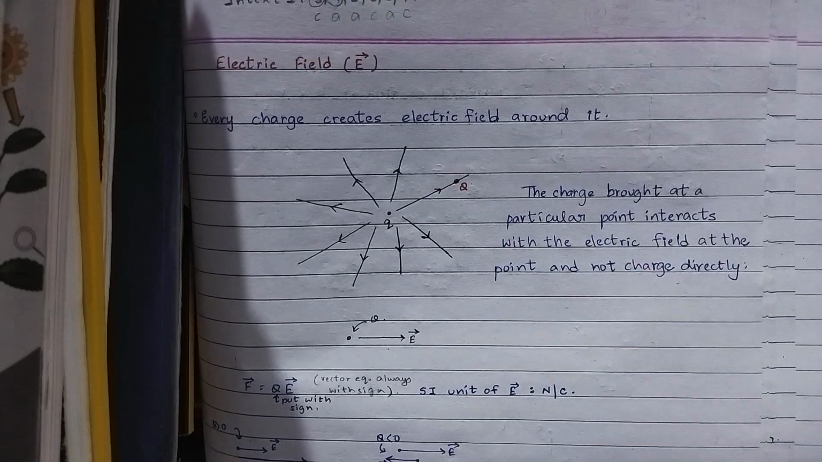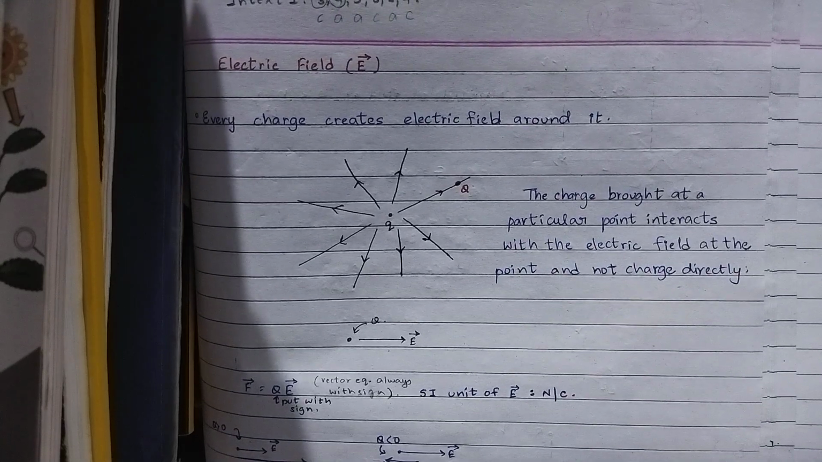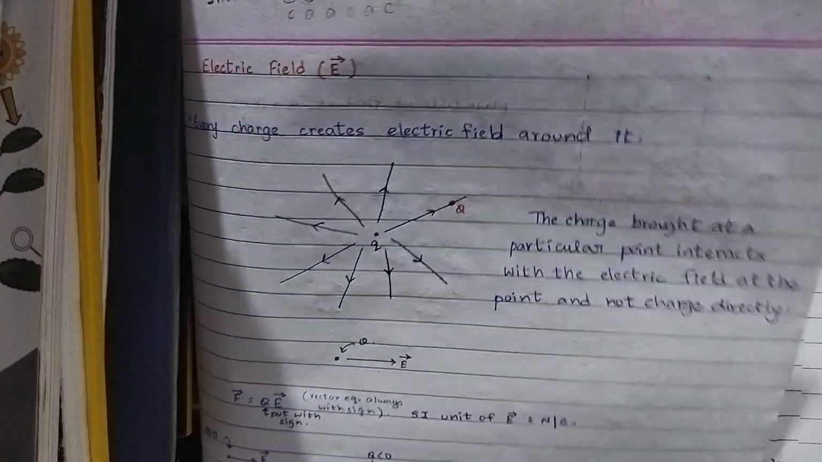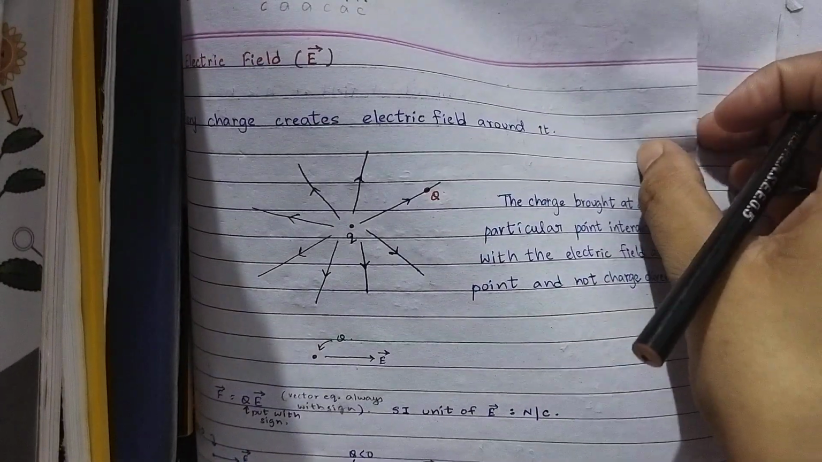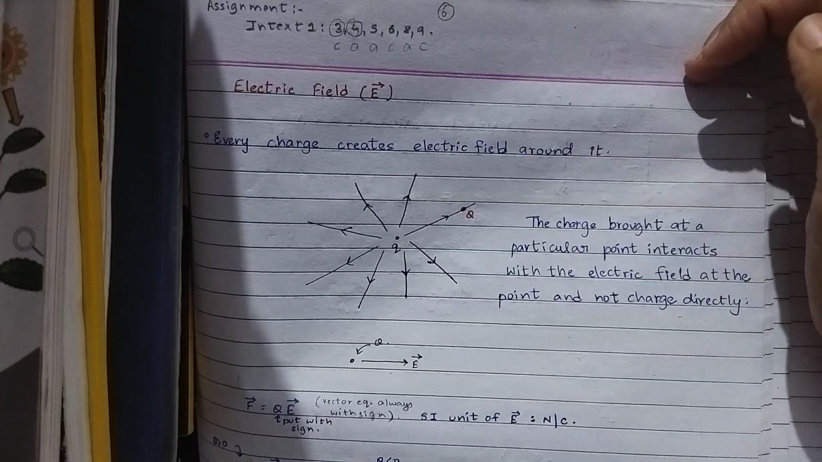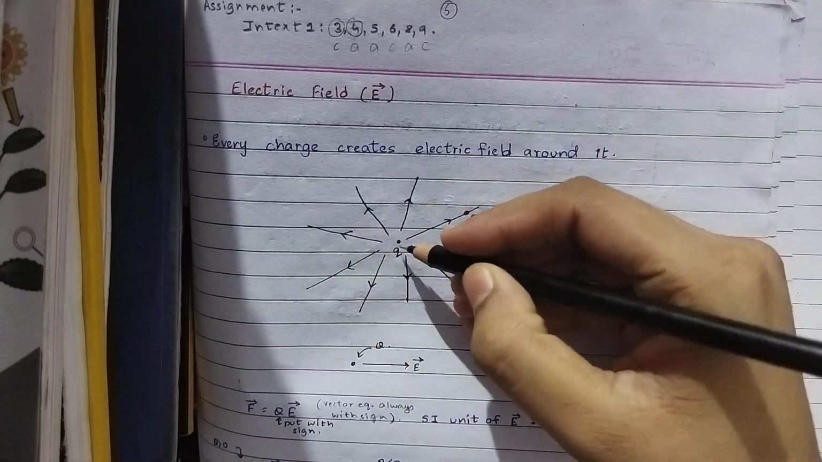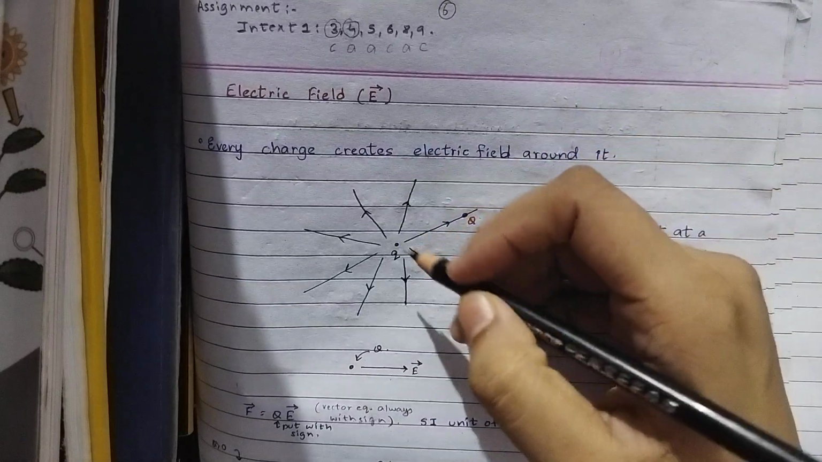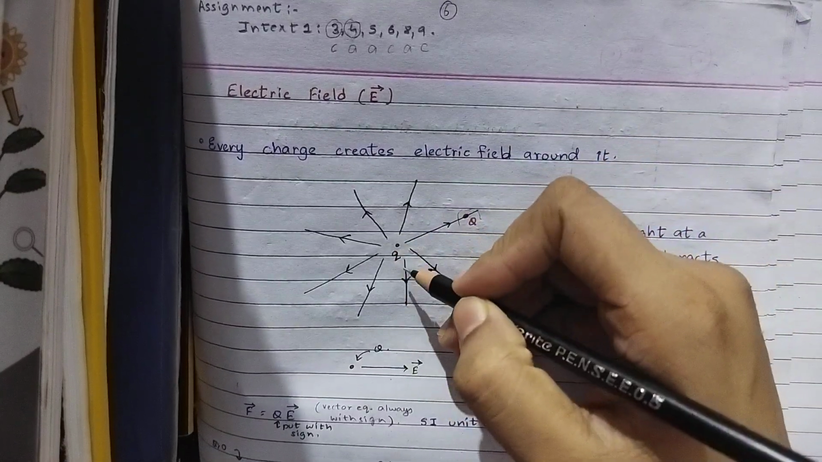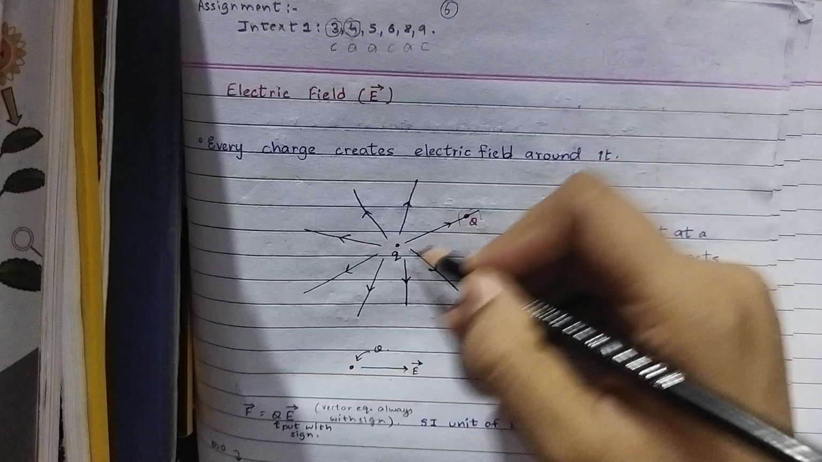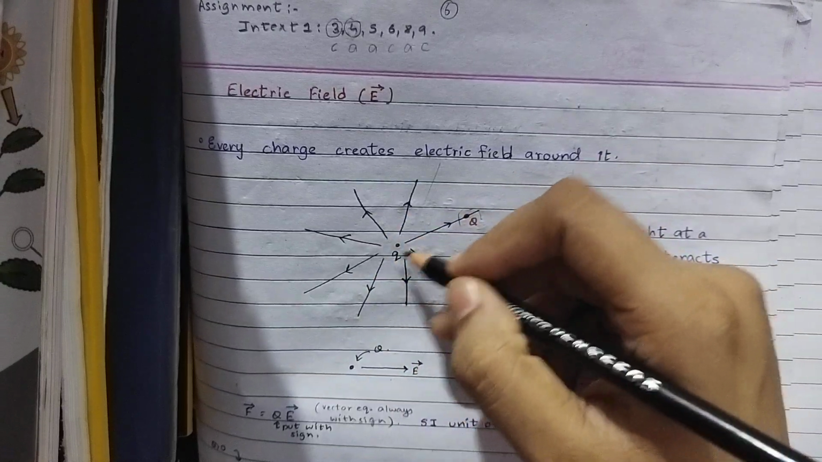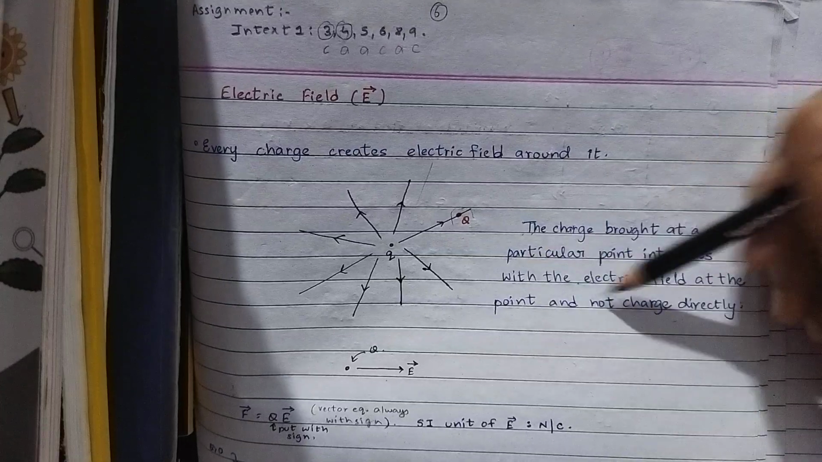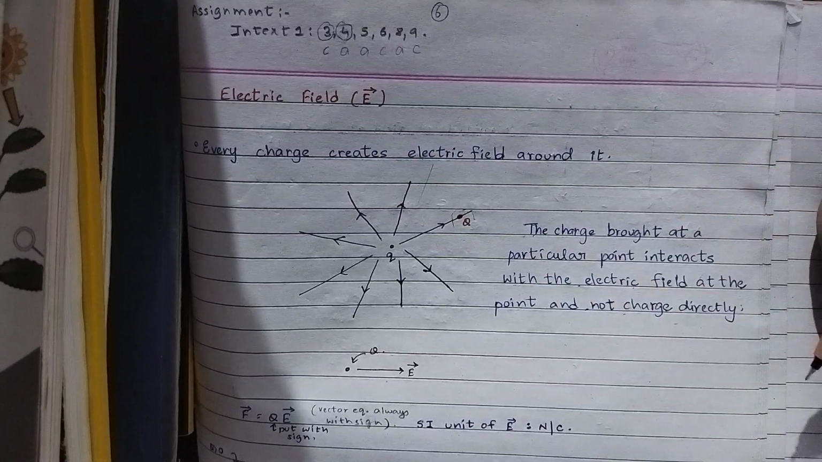Okay, so in the previous video we were not able to include the electric field part. Let's do it now. Electric field: basically every charge creates a field around it. That means if you have a charge here and another charge is brought near it, this charge will interact with the electric field and not with the actual charge. You got it? The charge brought at a particular point interacts with the electric field at that point and not the charge directly.